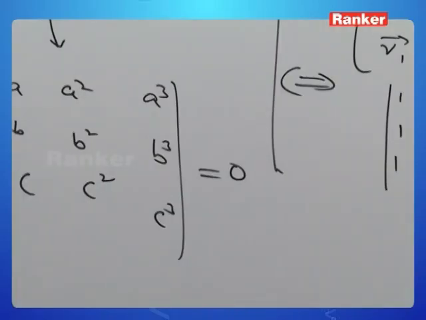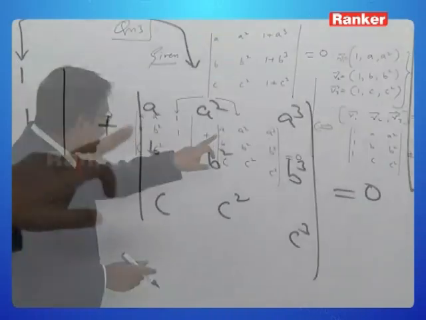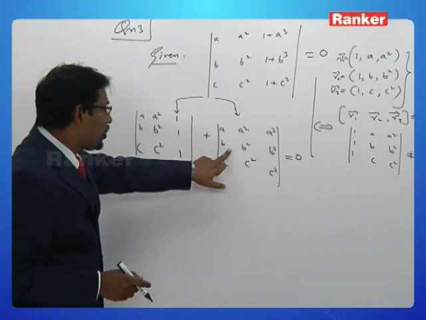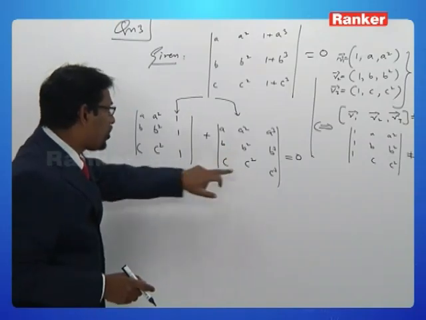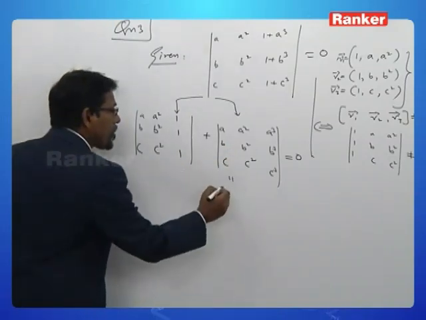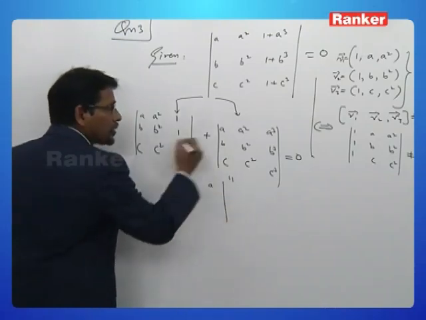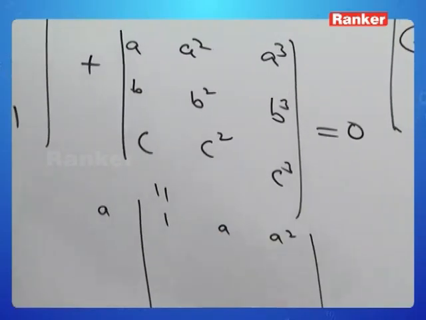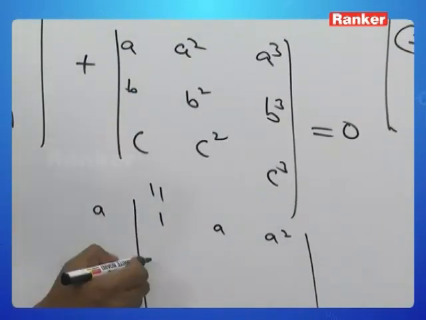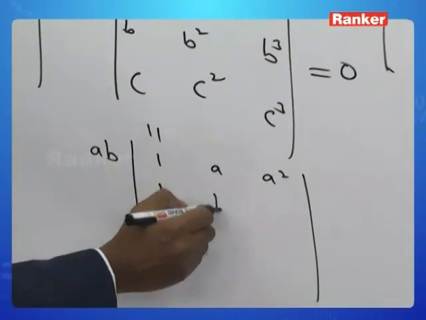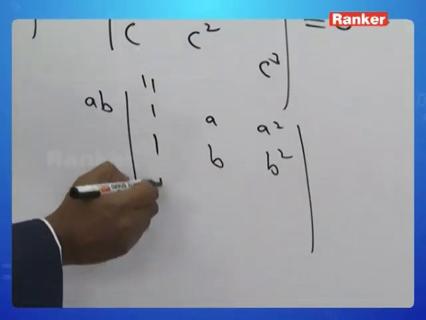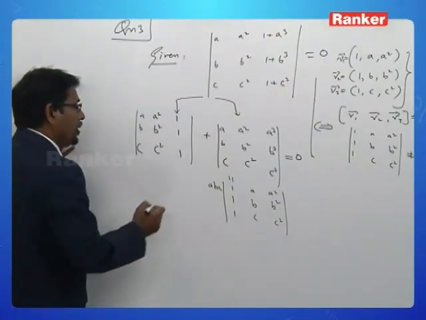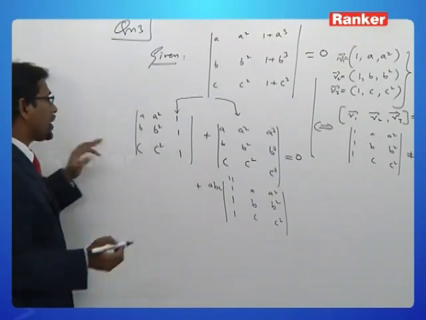Now observe that you could take A common from the first row, B common from the second row, C common from the third row. So then this determinant becomes A from the first row. If you take out A from the first row, what does it become? 1, A, A square. You can take out a B from the second row, then you have 1, B, B square, and then 1, C, C square. So ABC times that determinant.